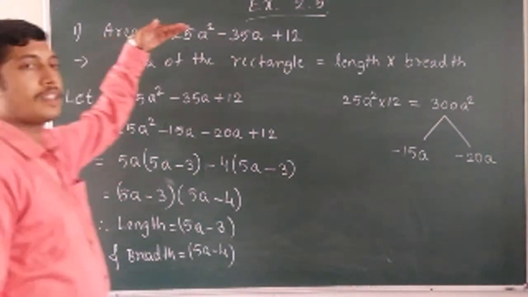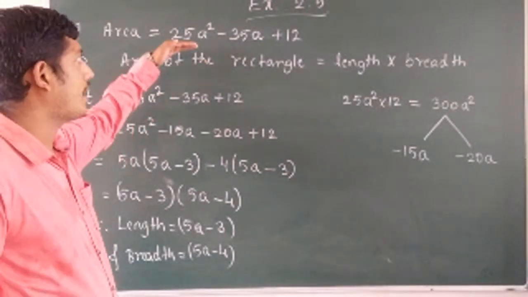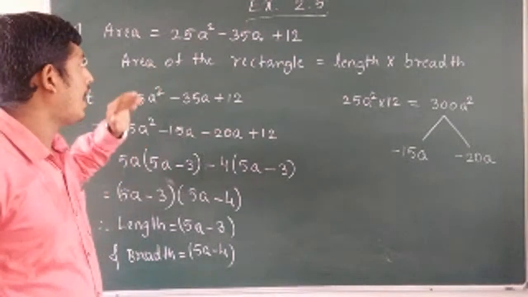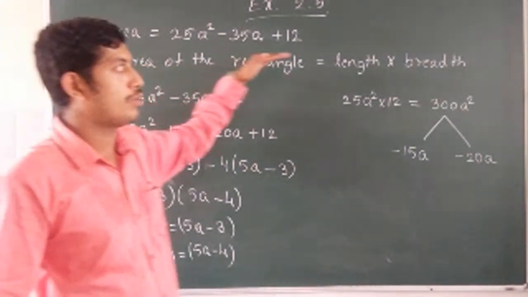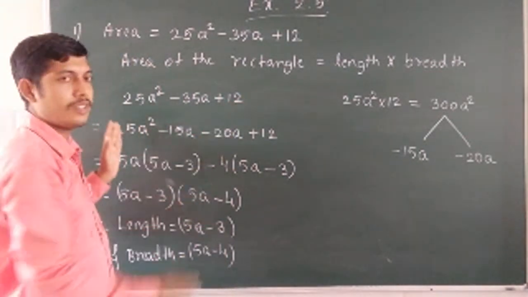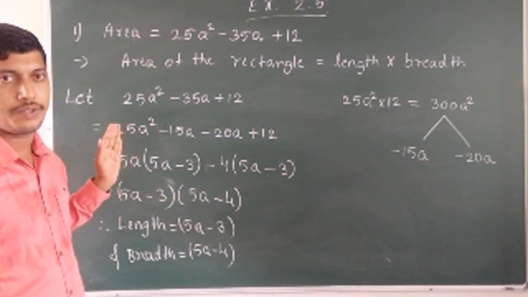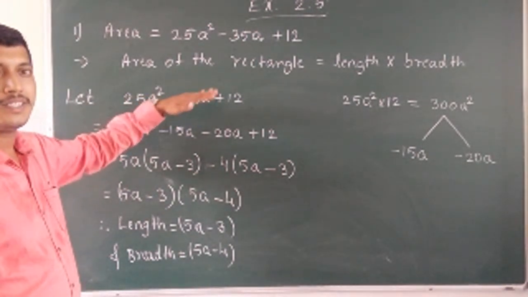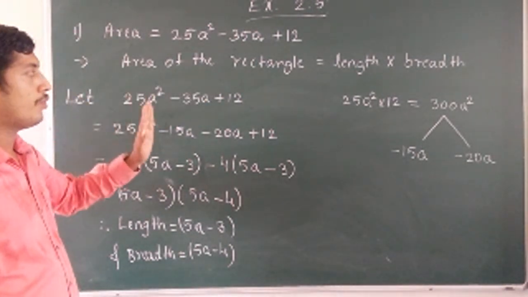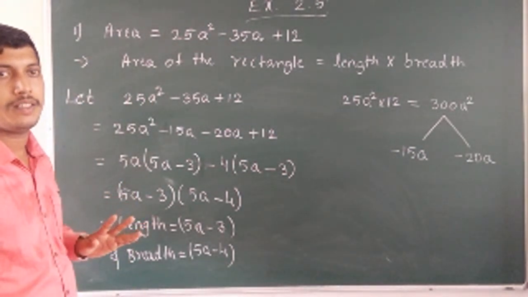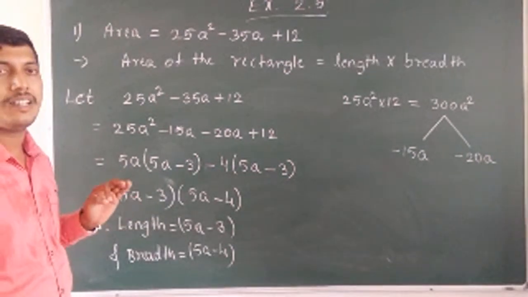Okay, this is given: the area of the rectangle is 25a square minus 35a plus 12. And we know that the area of a rectangle equals length into breadth. Now the given expression is in the form of a quadratic equation, that is ax square plus bx plus c. To solve that quadratic equation there are many methods, and one method is splitting the middle term.